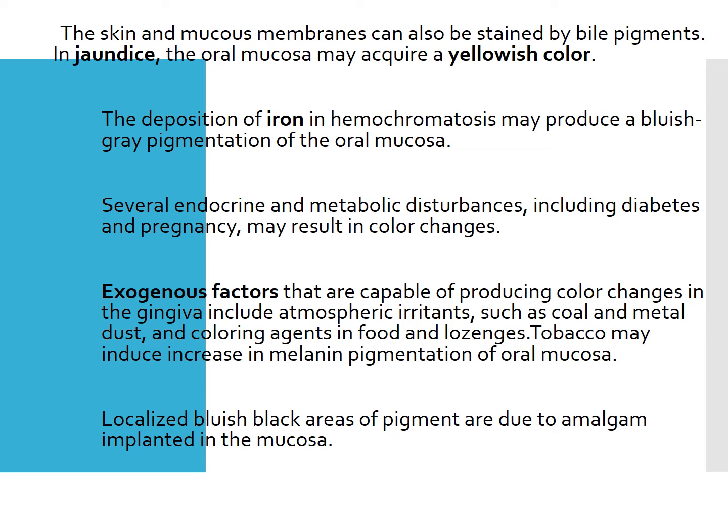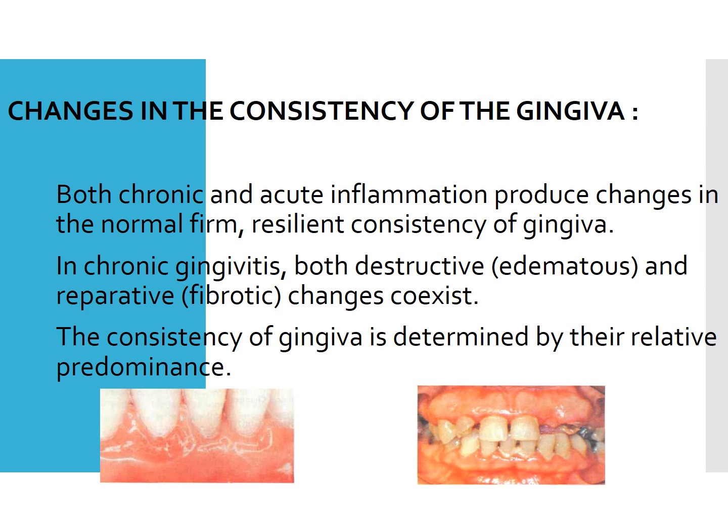Coming to the next clinical feature, there will be changes in the consistency of the gingiva. In the normal case the consistency will be firm and resilient, but in gingivitis it changes from firm and resilient to more soft and edematous. You can see both chronic and acute types of inflammation and changes in the consistency.